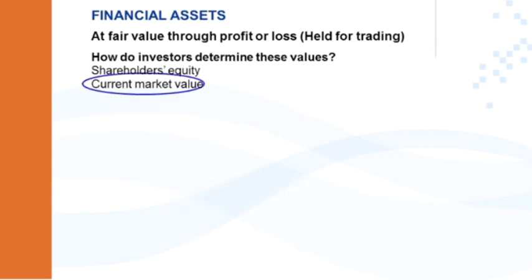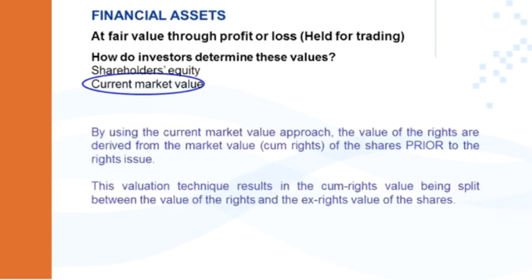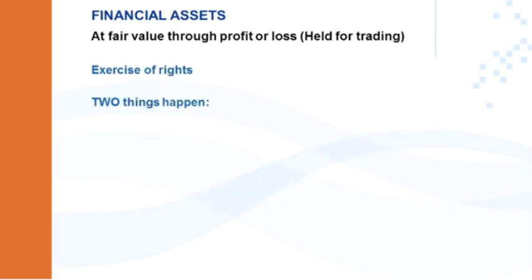How do we determine these values? You can either make use of the shareholders' equity method or the current market value. Current market value is more accurate. By using the current market value approach, the value of the rights is derived from the market value or the cum rights value of the shares prior to the rights issue. This valuation technique results in the cum rights value being split between the value of the rights and the ex rights value of the shares. So this derived value will then be the fair value of the investment in rights at initial measurement date.